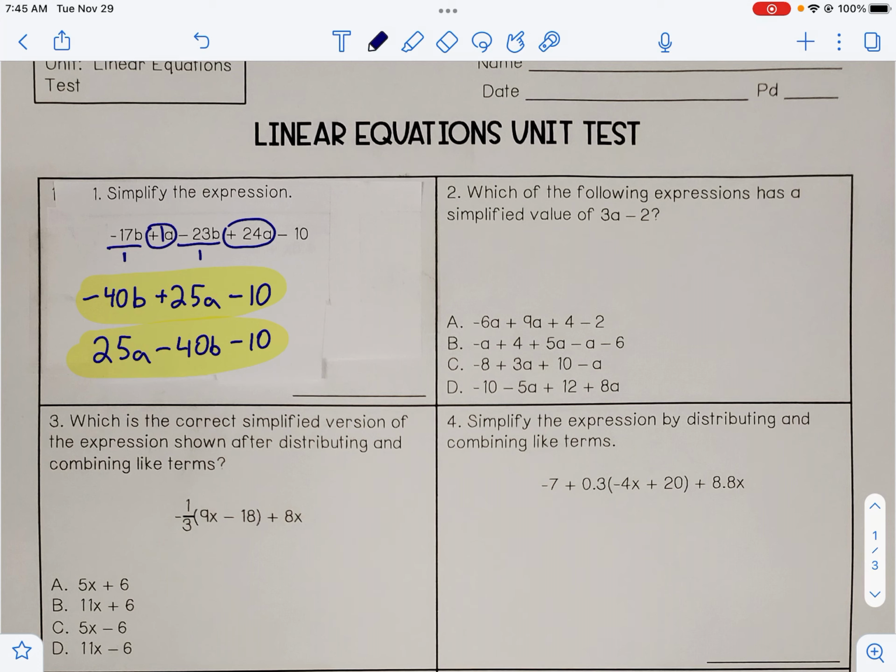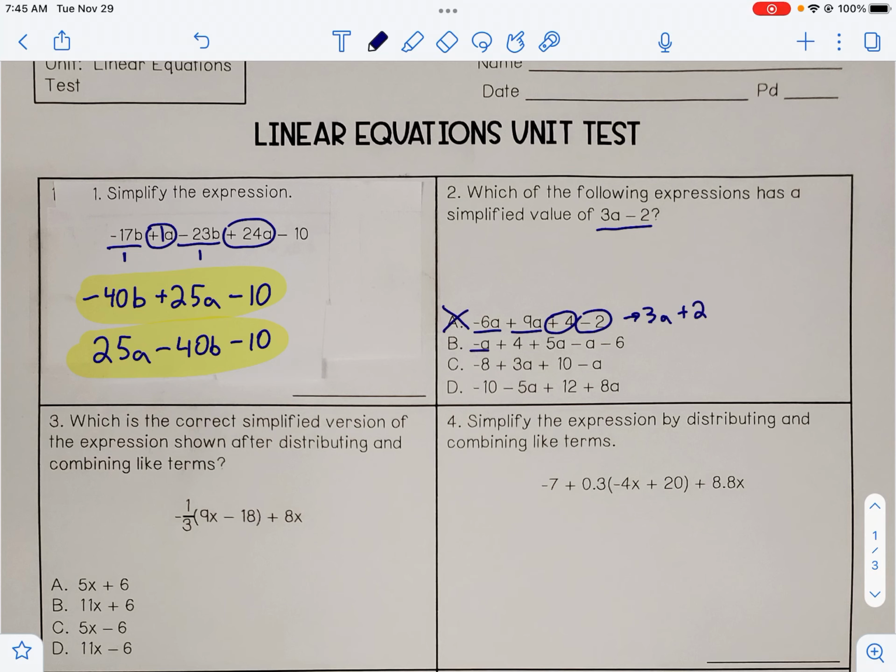For number 2, we have to find which expression has a value of 3a minus 2. Looking at answer choice A, we have negative 6a plus 9a, and we have positive 4 and negative 2. Negative 6a and 9a make 3a, plus 4 minus 2 makes 3a plus 2. So answer choice A does not work.